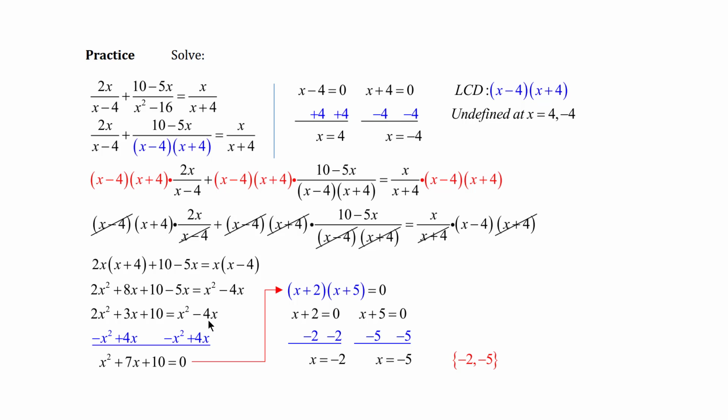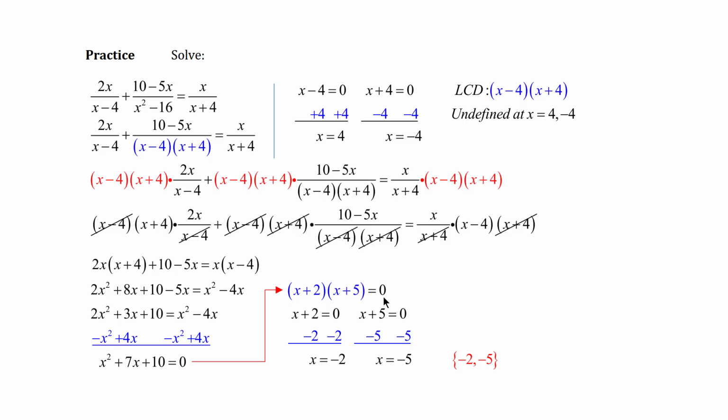Next, we could do two steps at once. I subtracted x squared from both sides, and I added 4x to both sides. The result is x squared plus 7x plus 10 equals 0. From here, we factor the x squared plus 7x plus 10. We get parentheses x plus 2 times parentheses x plus 5 equals 0.